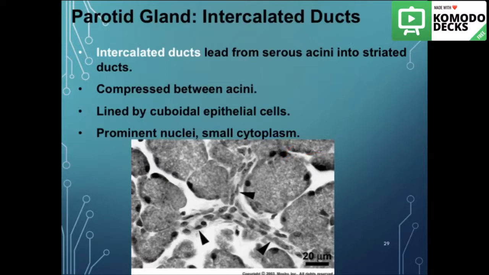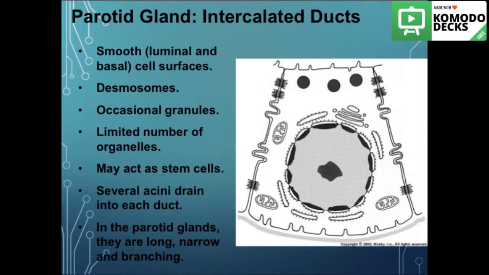They are lined by low cuboidal epithelial cells, and they have prominent nuclei with a small cytoplasm. These cells have smooth surfaces from the luminal and the basal sides. We see desmosomes in between the cells. We have occasional granules because they have low activity, and also a limited number of organelles. They may act, and this is important, as stem cells of the salivary glands.